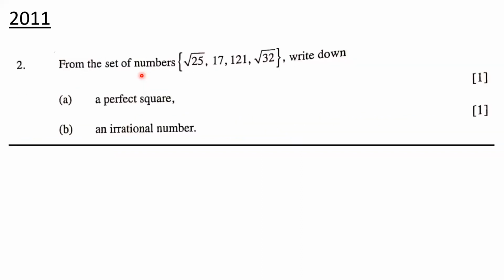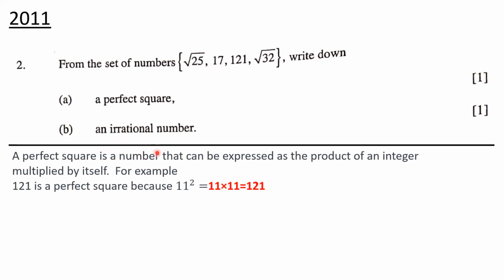Okay, let's look at this one. This one says from the set of numbers, we have the square root of 25, we have 17, we have 121, and we have the square root of 32. They say write down a perfect square. What is a perfect square? By definition, a perfect square is a number that can be expressed as a product of an integer multiplied by itself. For example, 121 is a perfect square because 11 squared equals 11 times 11, which is going to be equal to 121. There are numerous perfect squares.